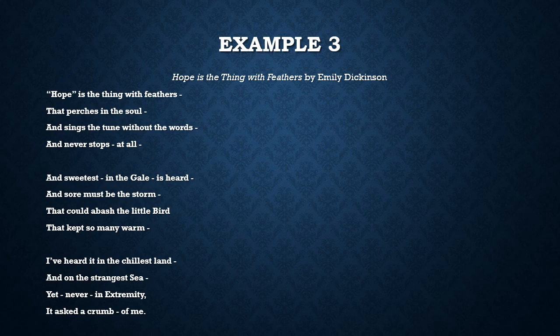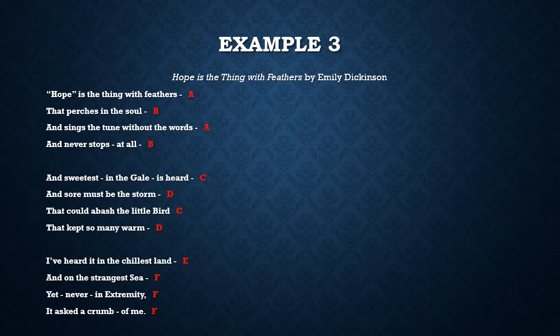All right, and last example, this one's a little bit trickier, but let's see if we can get it. We have Hope is the Thing with Feathers by Emily Dickinson. Hope is the thing with feathers that perches in the soul, and sings the tune without the words, and never stops at all. And sweetest in the gale is heard, and sore must be the storm, that could abash the little word that kept so many warm. I've heard it in the chillest land and on the strangest sea, yet never in extremity it asked a crumb of me. Alright, so once again, see if you can go ahead and pause the video and figure out the rhyme scheme of this, and then we can check back and see if you got them right.